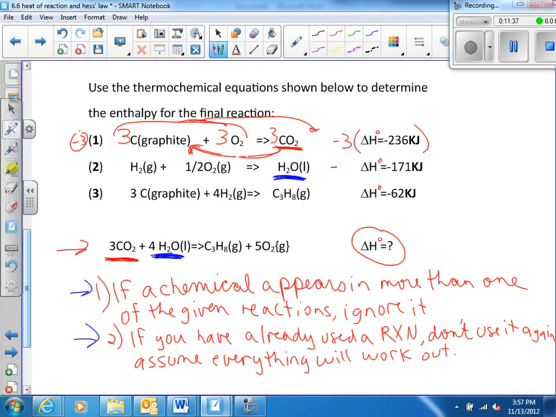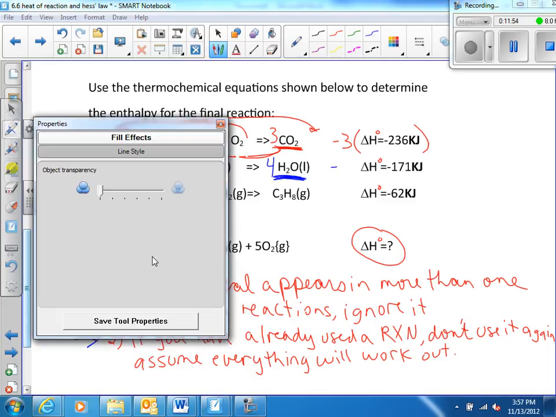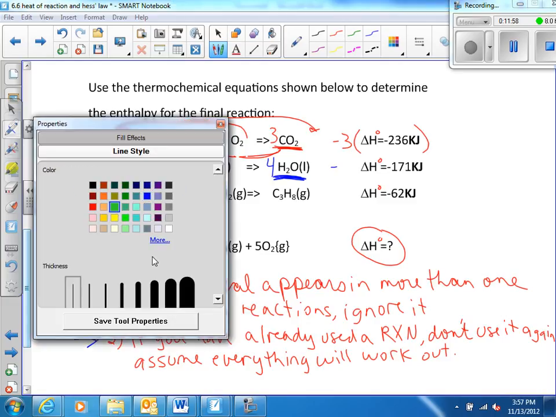And I also have to multiply this reaction by what? By 4. So I would have a 4, the 1/2 would become a 2, because 4 times 1/2 is 2. And I'll have a 4 here. Okay, I need another color, so let's grab a new color.